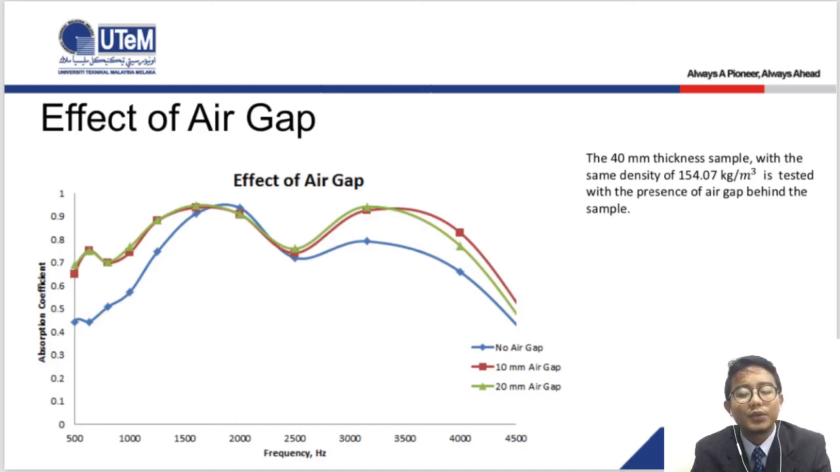For the higher frequency, between 3000 Hz and 4000 Hz, both samples with 10 mm and 20 mm air gap show a good sound absorption coefficient. Therefore, instead of using a thicker sample, this method can save a lot of fiber used to fabricate a panel, which can produce a light panel.